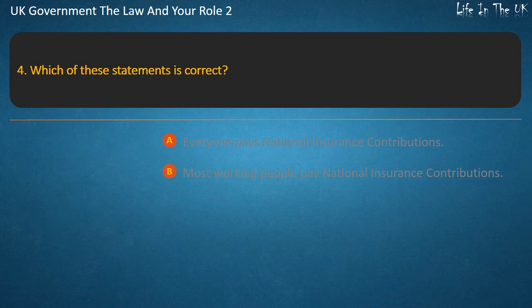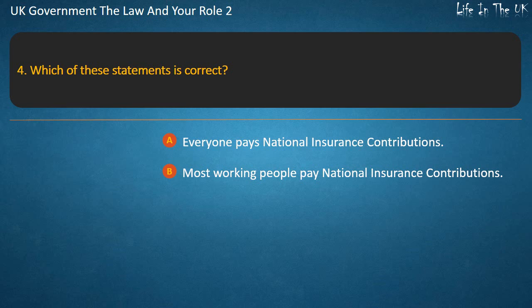Question 4. Which of these statements is correct? Everyone pays national insurance contributions. Most working people pay national insurance contributions. Answer. Most working people pay national insurance contributions.